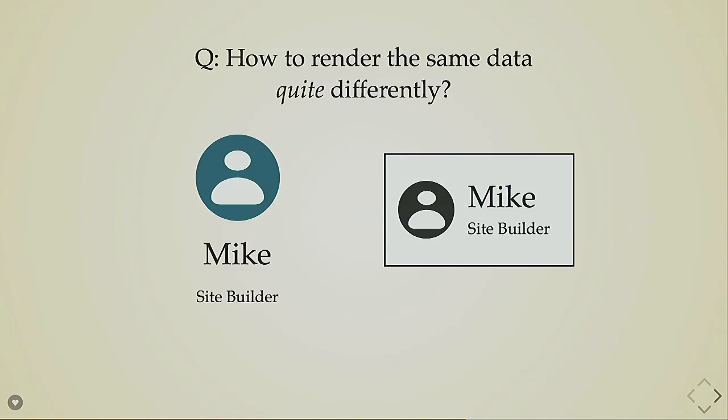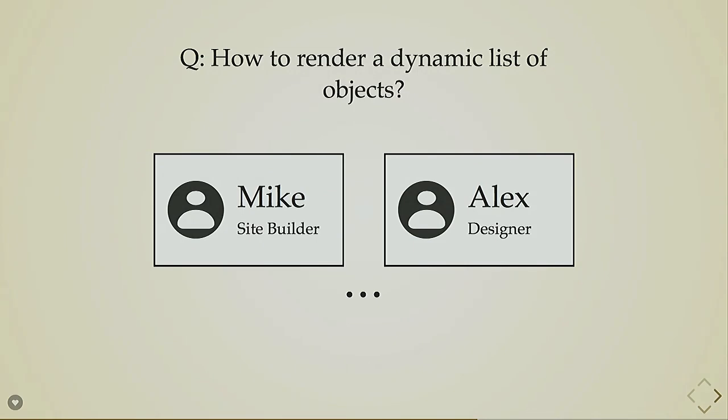But how to render data quite differently? Like here, if we want the same user profile to be shown completely differently in different parts of our website. Again, the data is the same, the data model is the same. The only difference is its layout and styles. We also have an opportunity here. We can use display modes. It's a built-in mechanism, we just need a way to use it on our pages. We can also render dynamic lists of our objects using views, for example.